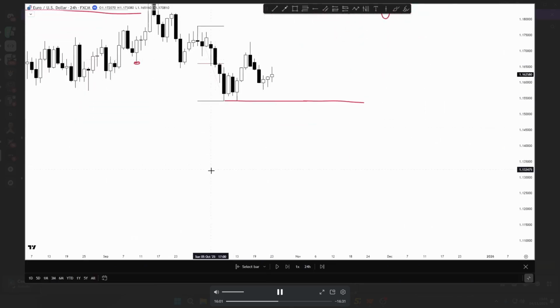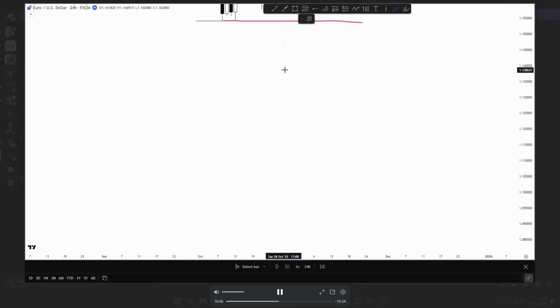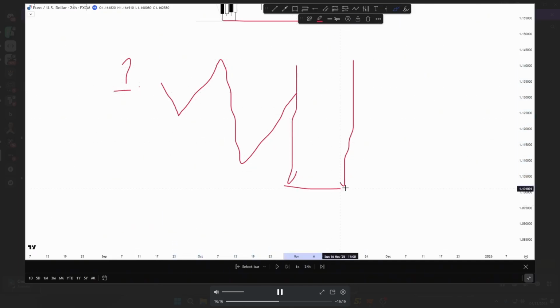Okay, now we could have three scenarios based on that. The number one scenario is, let's say the week opened right here. This is where the week opened. This is the weekly range we have. The first scenario is that price has already rebalanced the dealing range.